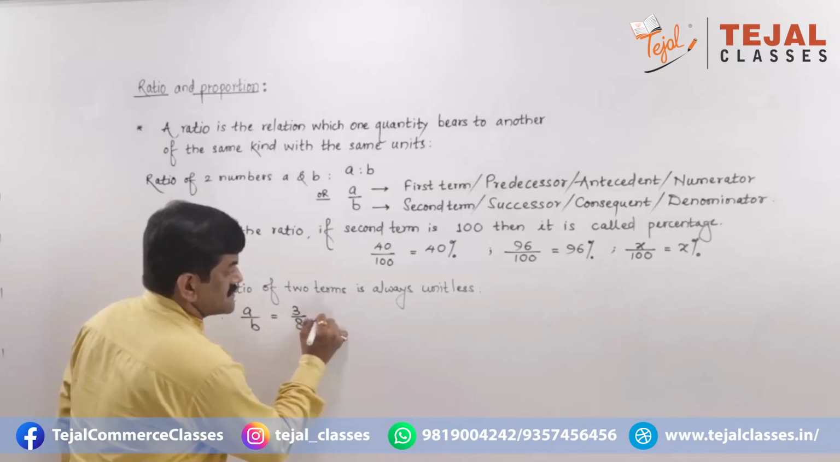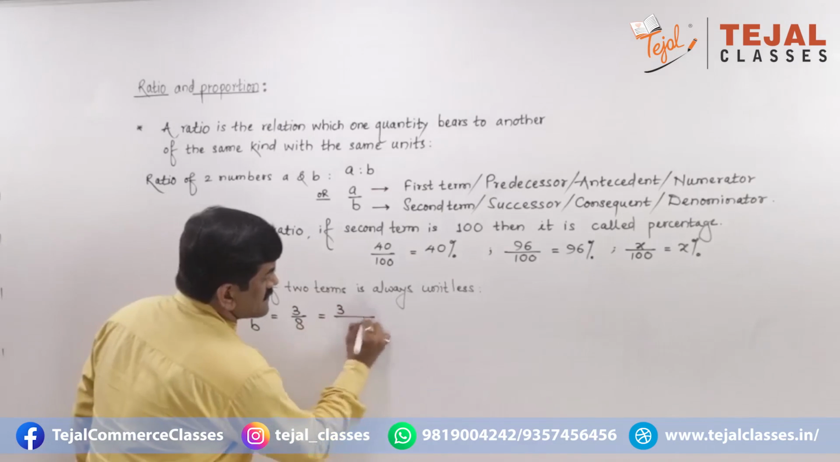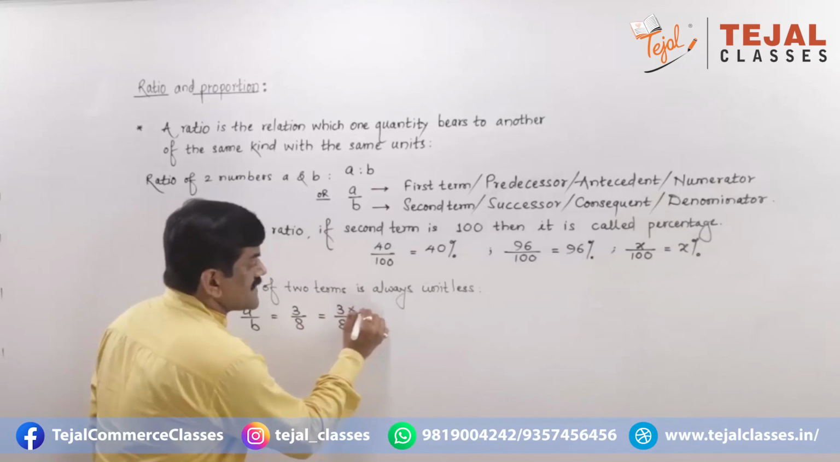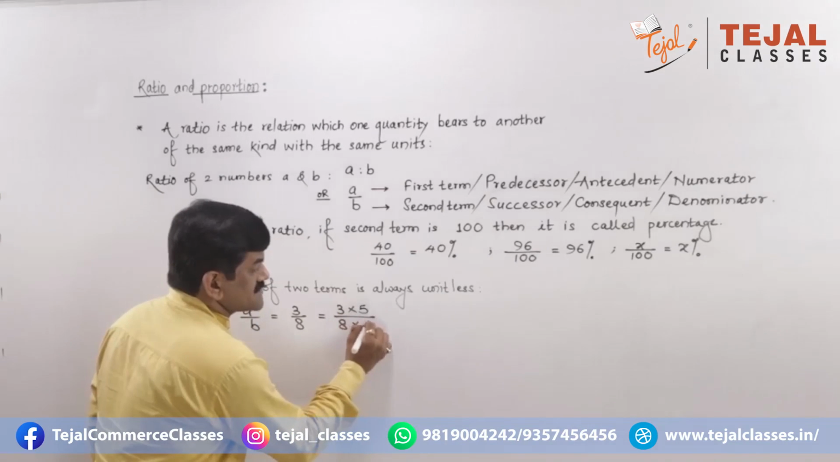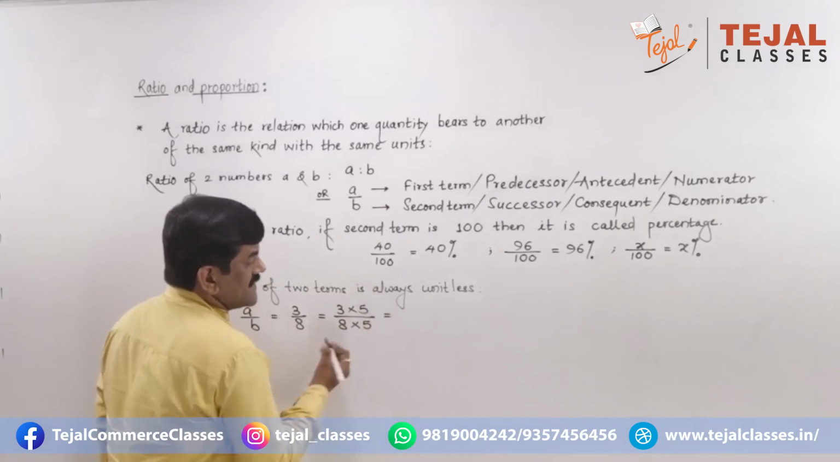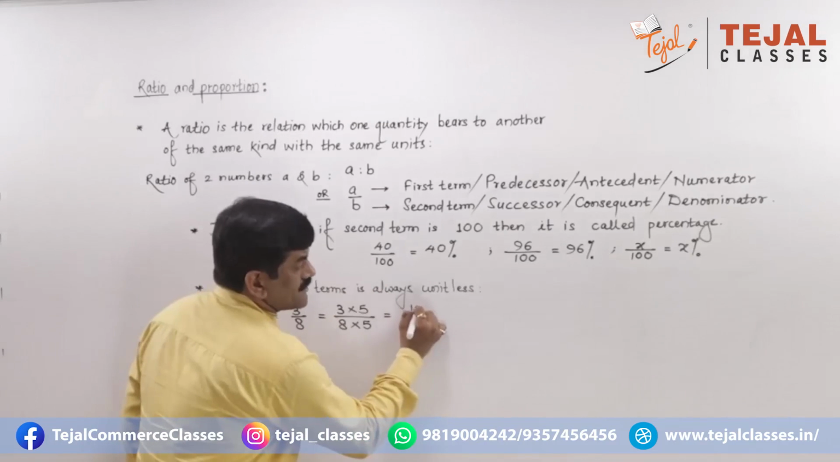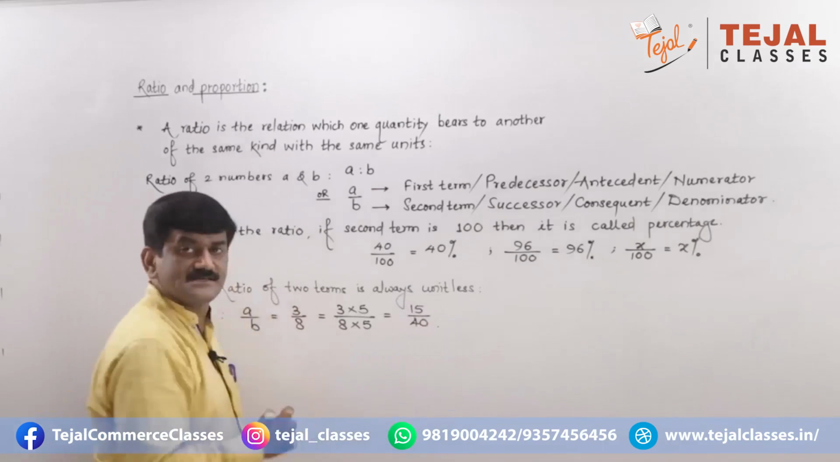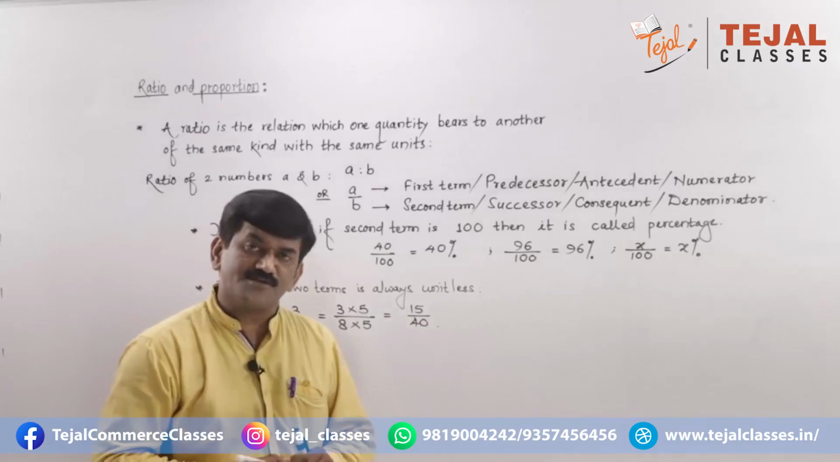Like this. Suppose 3 upon 8. Here we multiply numerator by 5, denominator also multiplied by 5. My ratio will be 15 upon 40. Yes, ratio will be 15 by 40.